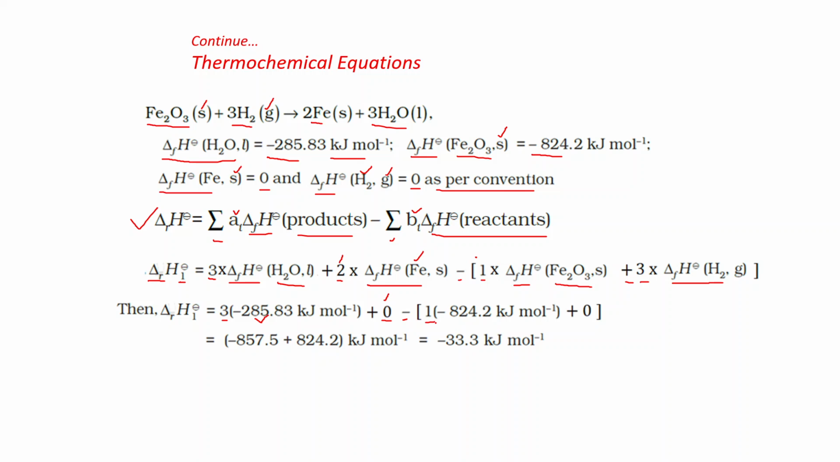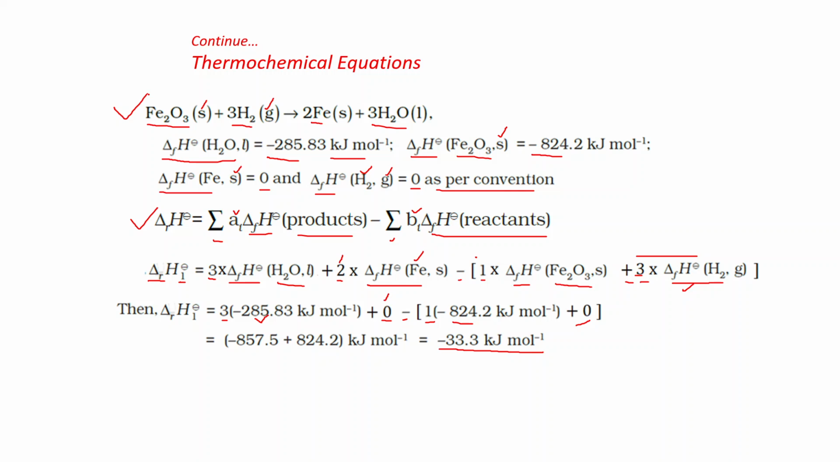now this is 1. What is this 1? 1 is the stoichiometric coefficient of Fe2O3, multiplied by the standard enthalpy of formation of Fe2O3. In this term, the standard enthalpy of formation of hydrogen is 0, and when this 0 is multiplied by 3, we get 0. If we solve it, we get minus 33.3 kilojoule per mole. This is the standard enthalpy of reaction for this equation.